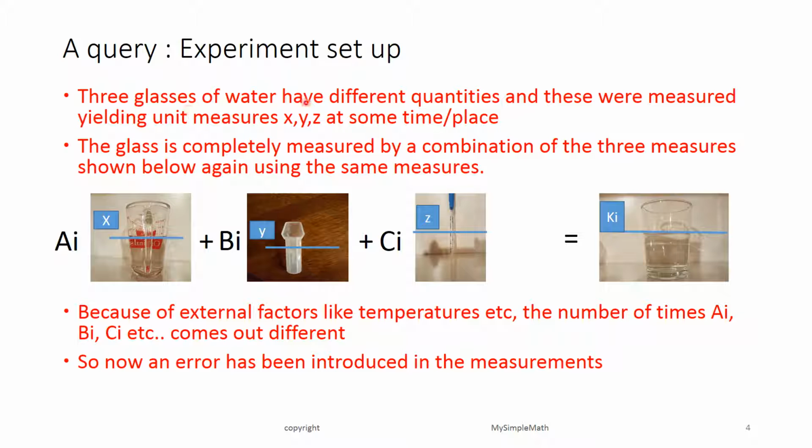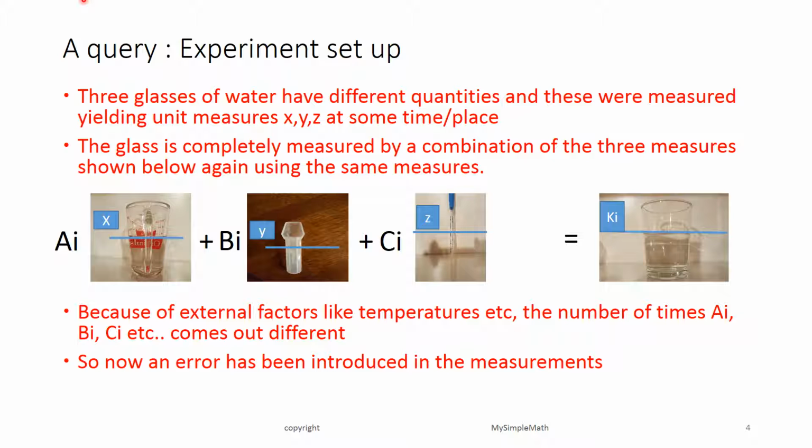3 glasses of water, previously they were measured yielding unit measures x, y, and z. So now over a period of time the glass is measured again by a combination of these measures. But because of the external factors of a different time, place, or temperature, etc., the number of times A1, B1, and C1 comes out to be different. And this is perfectly feasible because you could have slight error introduced into the measurements depending upon the location.